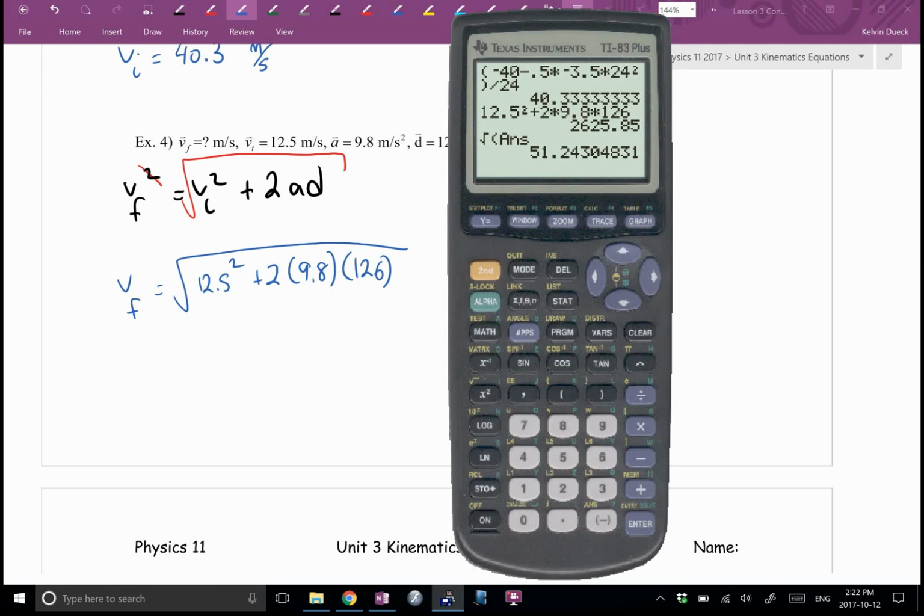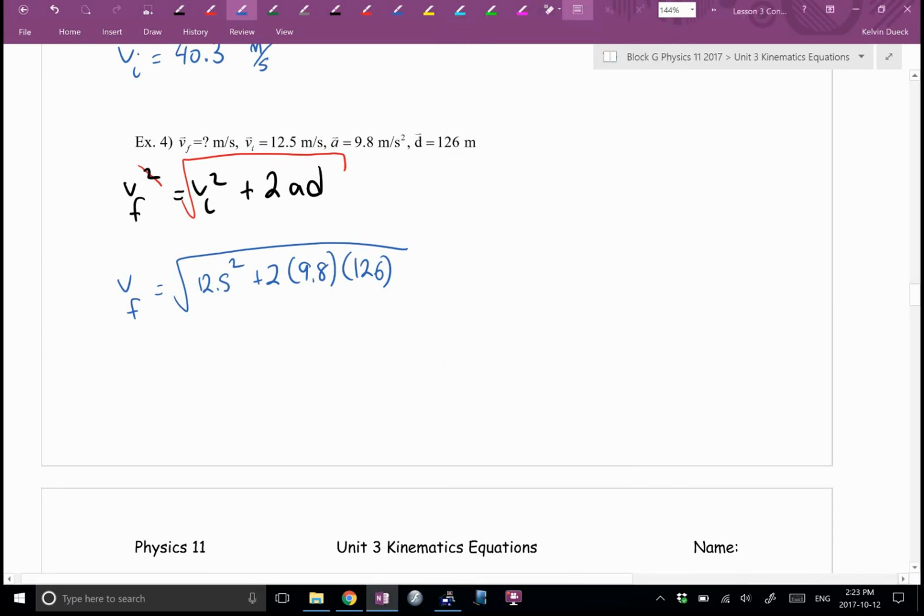You do have one. Show me your screen. Oh boy, this one might not. On yours, you type everything backwards, right? So I think what you're going to do is you're going to go 12.5 squared plus 2 times 9.8 times 126 equals square root button, and it should just change on your screen, I think. Or you can invest in a better calculator. I'm going to write down 51.2. It is 51.2, yes?